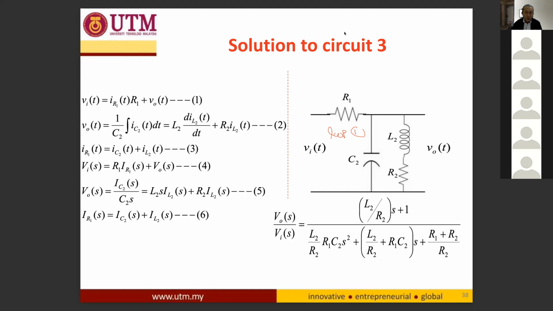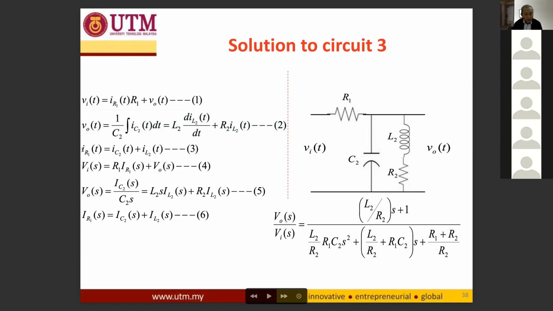That's why you see here equation 2. V0 is equal to 1 over C2 integration of IC2, the voltage drop at capacitance C2, which is equal to the voltage drop at inductance L2 and resistance R2. That is equation number 2.